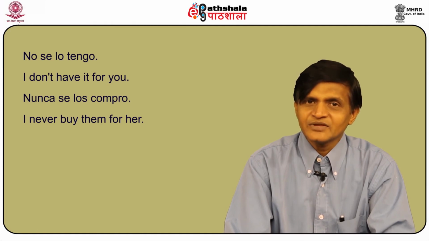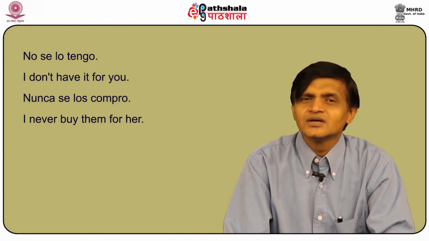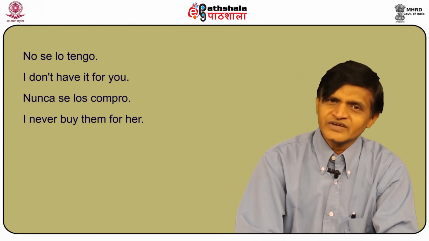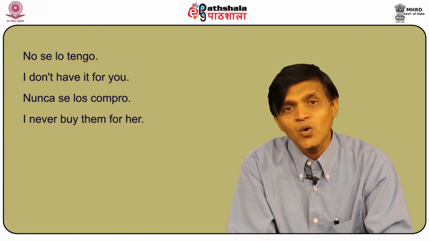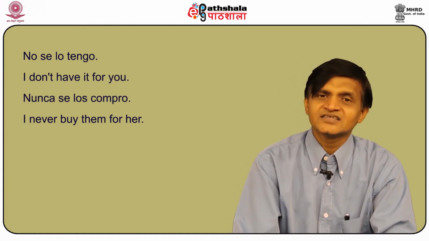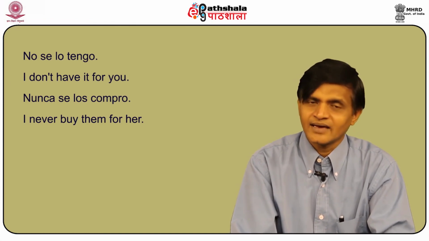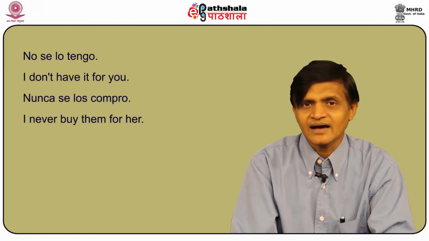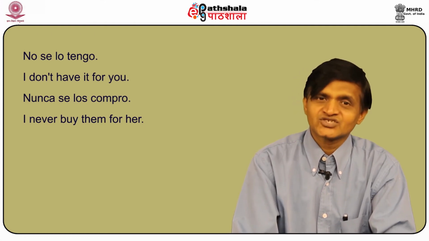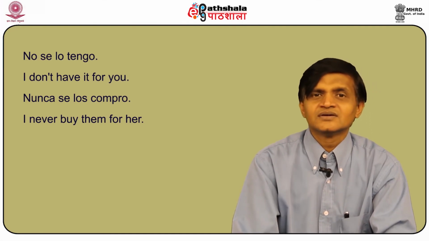Now, we can pick up the example of él se lo dice. It is ambiguous. He tells it to whom? So, let us add a phrase. Él se lo dice a Juan. He tells it to Juan. Él se lo dice a María. He tells it to María. And él se lo dice a ella. He tells it to her.